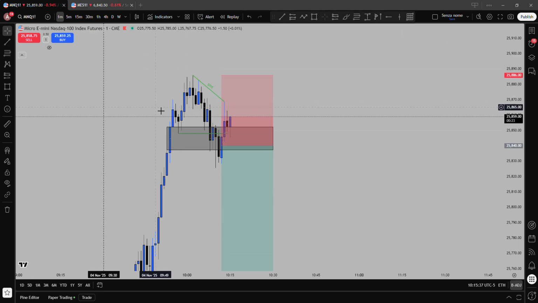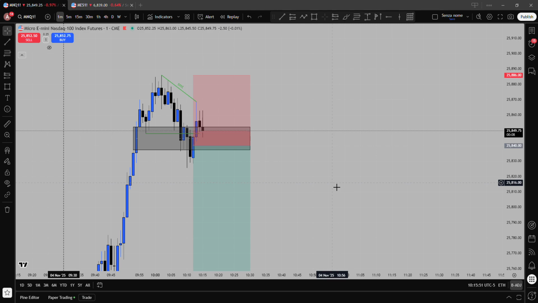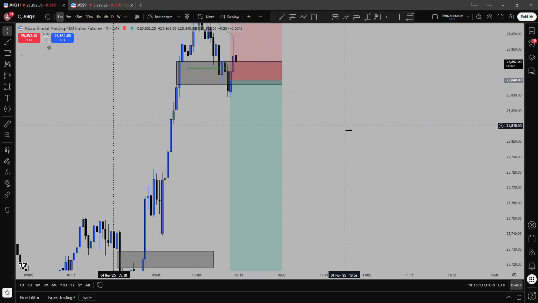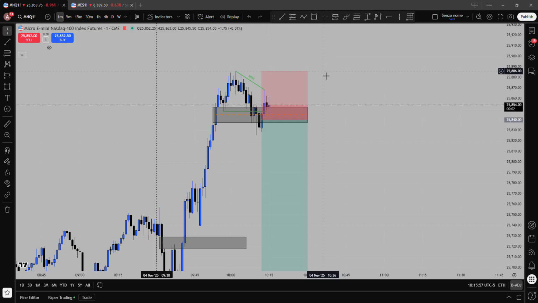We did create a 5 minute order block, and then we also created an SMT over those highs right here, you see. So I'm trying to get this short. The stop loss is like 500.